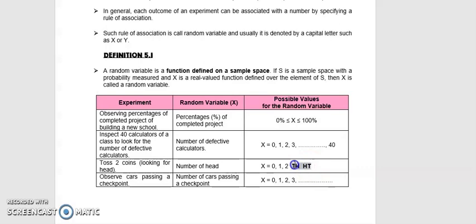What about X equal to 2 here? If X equal to 2 means that we get head, head. So that is meant by possible values for that random variable.